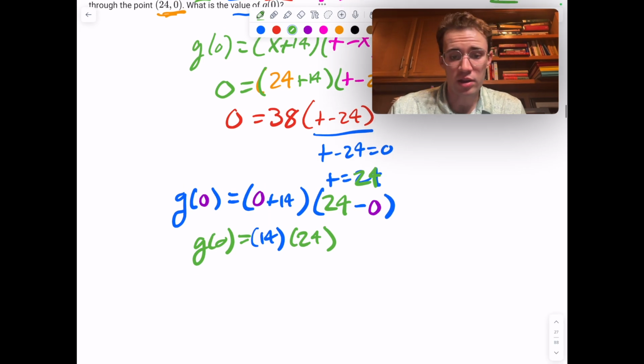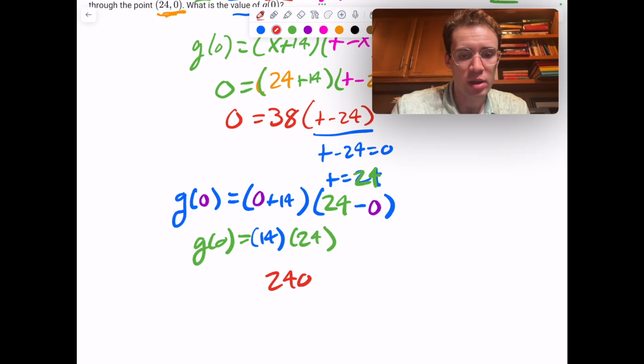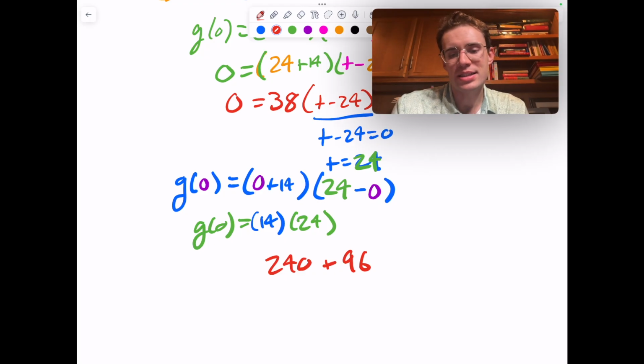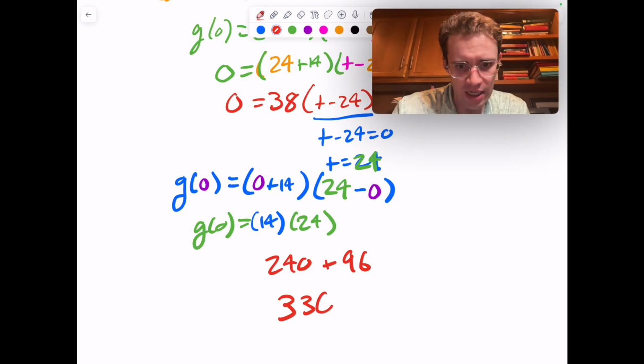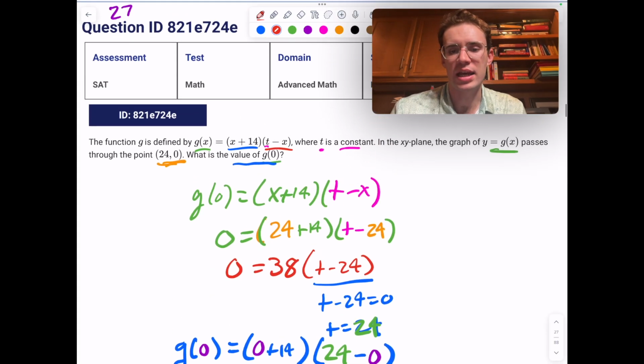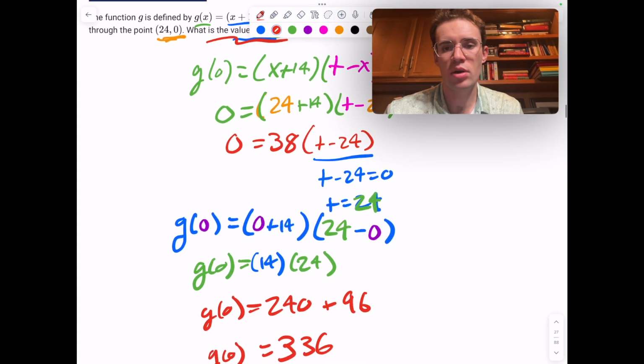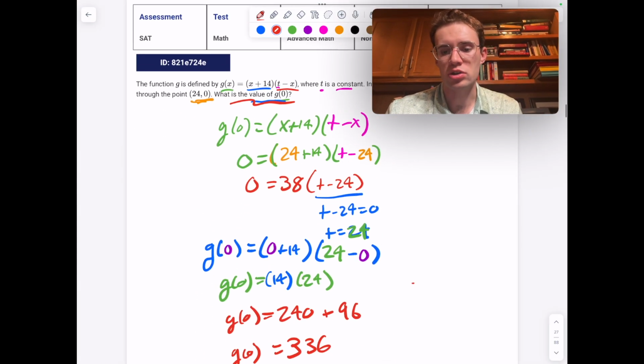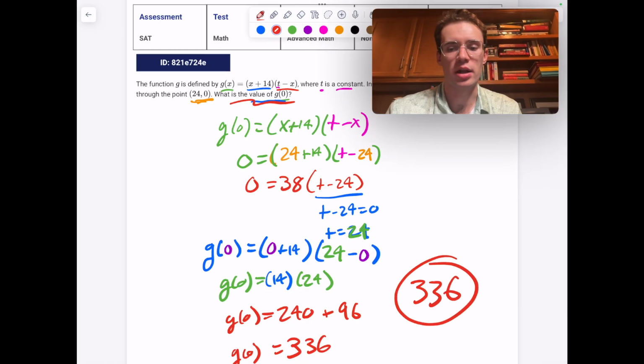And you can just type that in your calculator, or what I would do, let's see, 10 times 24 is 240, plus 4 times 24, that's like 4 days, would be 96. All right, so 240 plus 96 is equal to 336. So g of 0 is equal to 336. And again, that's what we're looking for. What's the value of g of 0? So our answer will be 336. That's what you should enter in.